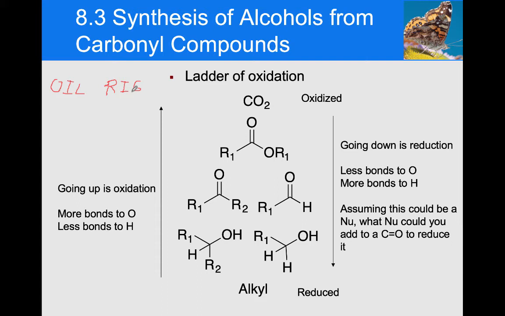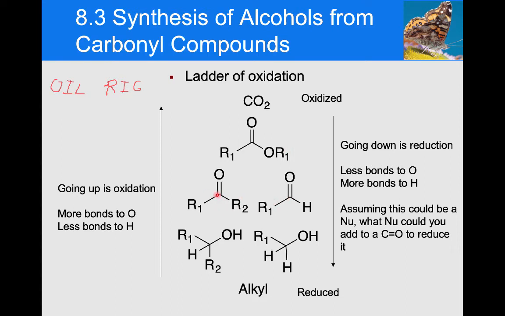If we look at carbon molecules, the most oxidized form of carbon is carbon dioxide right here. In this molecule, the carbon is making 4 bonds to oxygen. We can reduce that molecule, and as we reduce it, we start to make fewer bonds to oxygen. This carbon is making 4 bonds to oxygen, or 2 oxygens. This carbon is making 3 bonds to oxygen, so that's an ester or carboxylic acid.